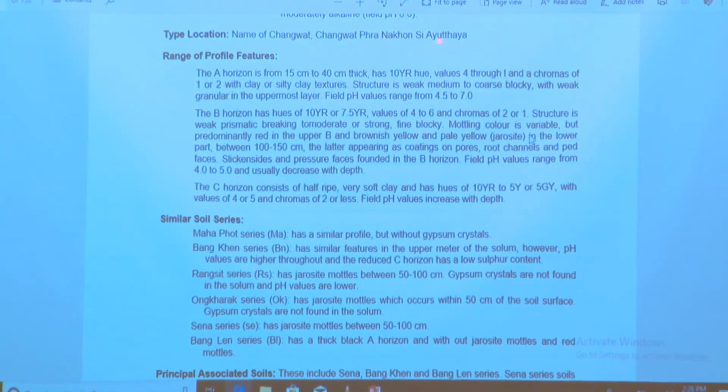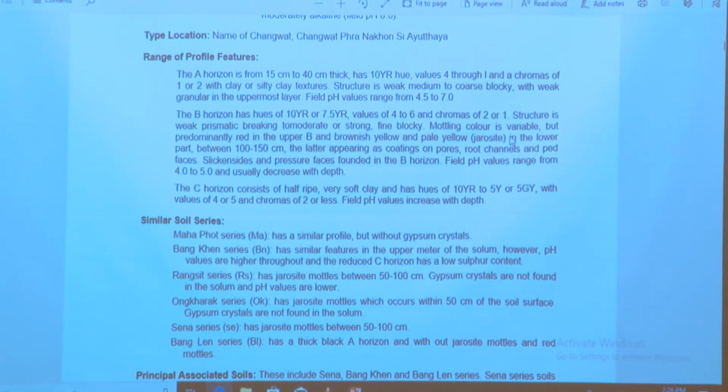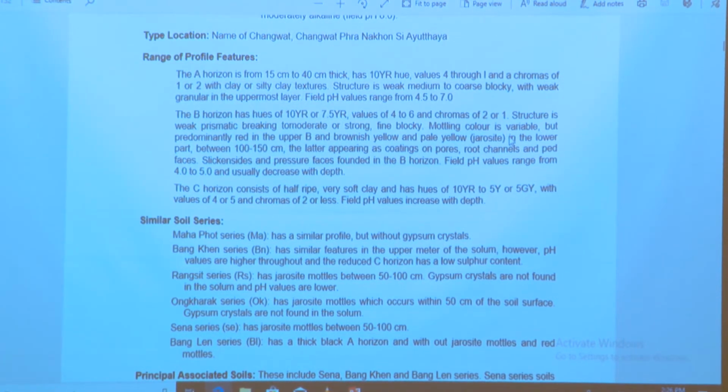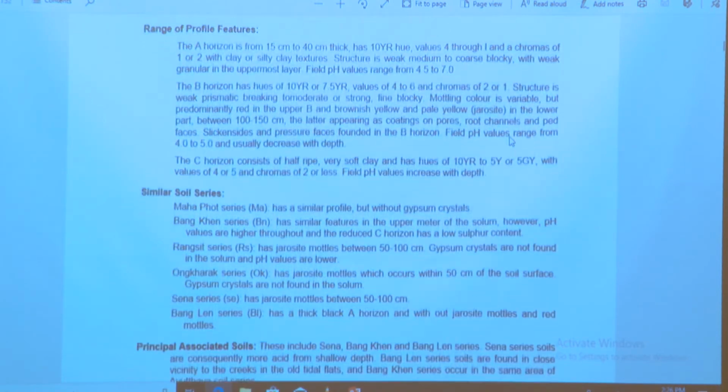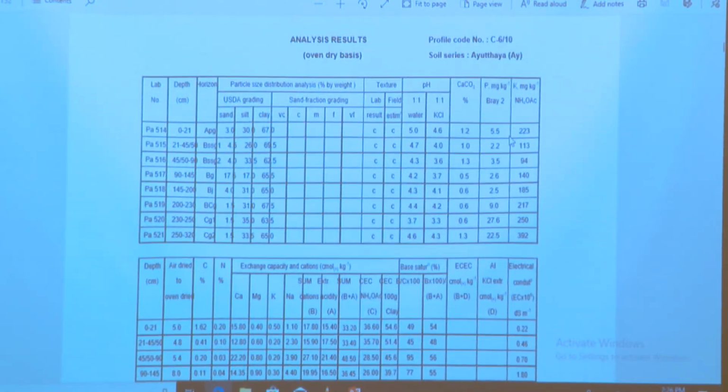The name of a province, Phra Nakhon Si Ayutthaya, is quite ancient. Same, right? The same. Okay. And similar soil series, because we have many series that are similar. Okay. Now, down. And here this is a laboratory analysis.